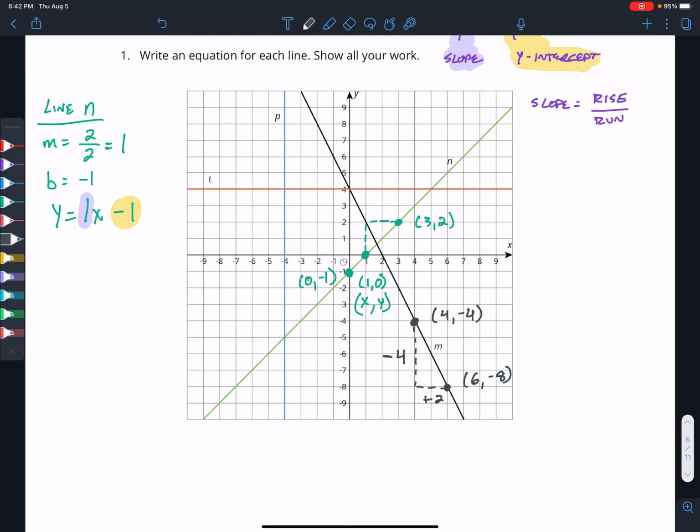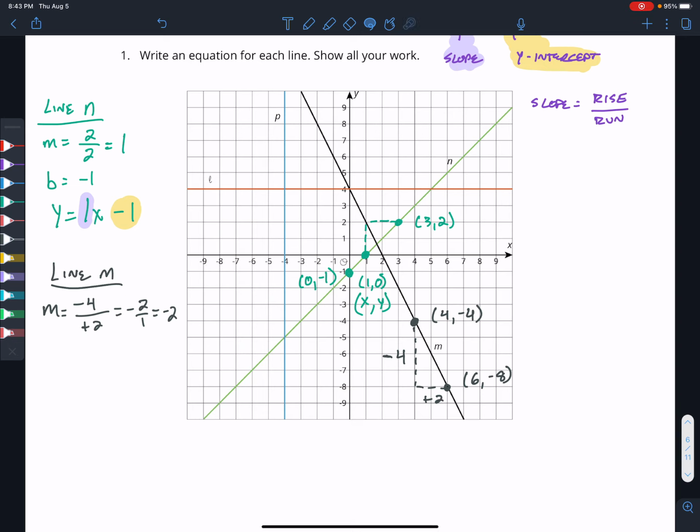So for line, this is line M. So for line M, let me clean that up. For line M, my slope is -4 for my rise because I went down and then over +2. And if I simplify that, that is -2/1 or -2. Okay, great. So there's my slope right there, -2.